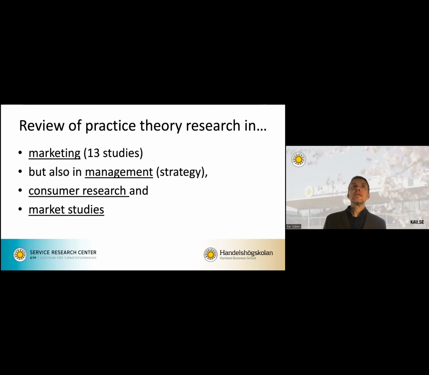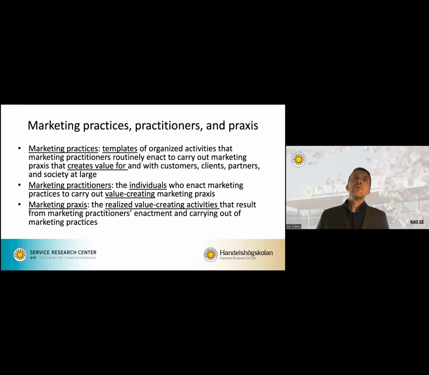Another key ingredient is a review of practice theory research in marketing, and we identify 13 studies. And then we have a quite narrow definition of marketing, focusing in particular on the marketing that goes on within firms and how that activity relates to the environment. A bit informed by the definition of marketing by the AMA. We have an appendix of how we did the review in the paper, but we also review research in management. I talked a bit about strategy research, consumer research, and market studies, in which practice theory has been used much more compared to marketing.